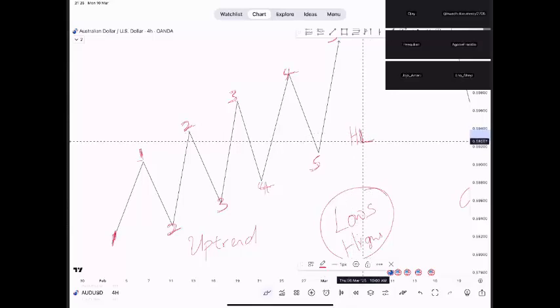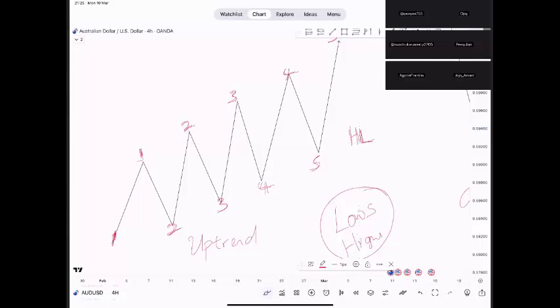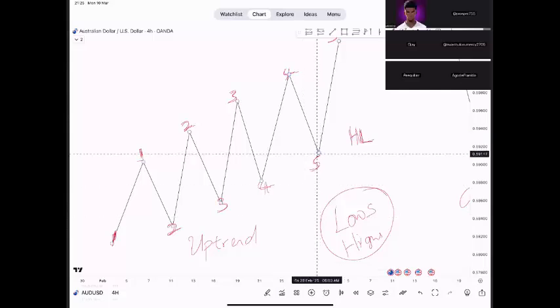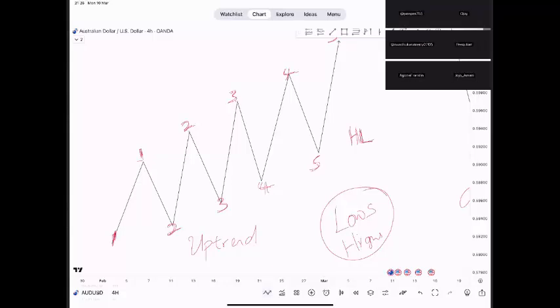The lows are called what? Higher lows. Why are the lows called higher lows? Because you can see that each new low is always higher than the previous low. If I should draw low 6 now, this is what it's going to look like for price to continue with an uptrend.